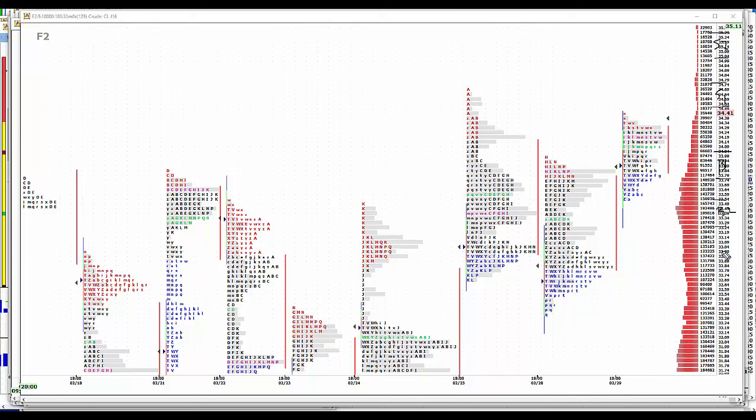Short covering rallies in crude can run $5 to $8. And right now the shorts are under duress.